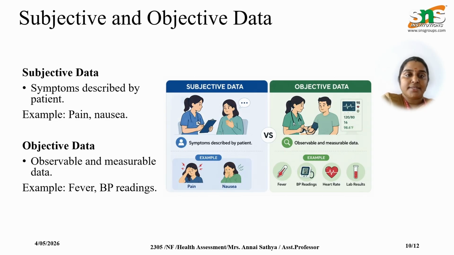So, we have the two types of data here. The assessment data are divided into two. One is the subjective data, another one is the objective data. So, subjective data are symptoms experienced and described by the patient. So these cannot be directly measured. Examples are pain, nausea, weakness, and dizziness. Whereas objective data are measurable and observable findings collected by the nurse. Examples include temperature, pulse rate, blood pressure, and laboratory reports. So both types of data are equally important for identifying the patient problems and planning nursing care.